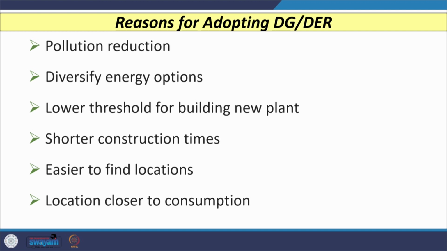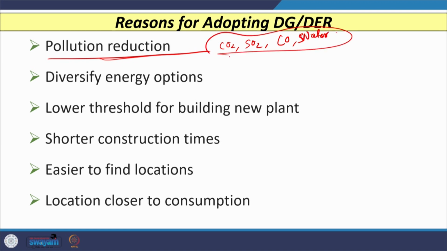The first advantage or reason is the reduction in pollution, because all these DG or DER are renewable energy sources. So, obviously there is no production of greenhouse gases, that is CO2, SO2, carbon monoxide, water vapor and so on. All these gases, which are known as greenhouse gases, are not there when we connect distributed generators or renewable energy sources based generators. We do have diversified energy options.